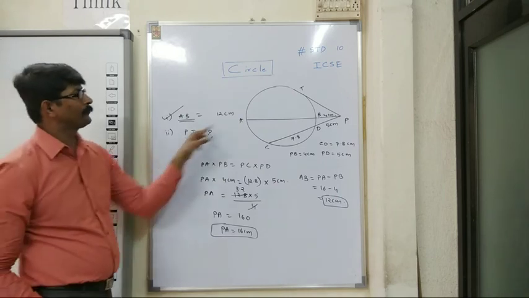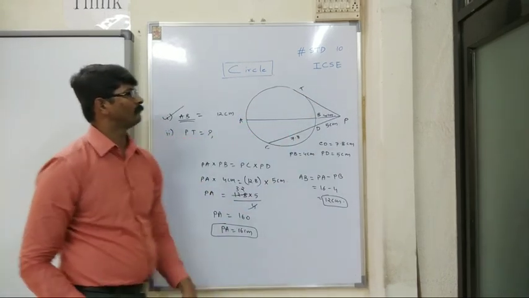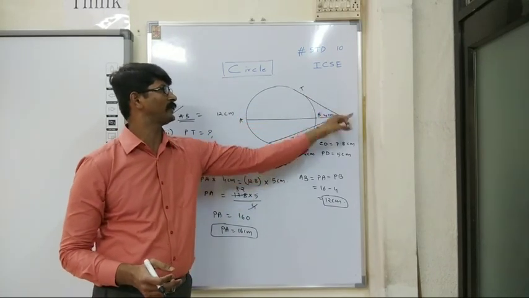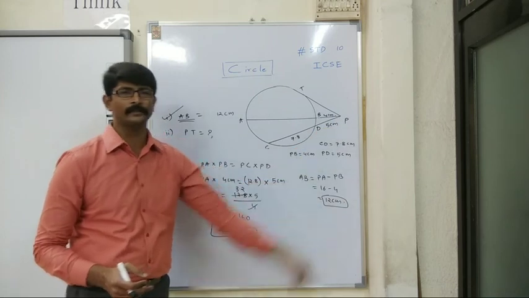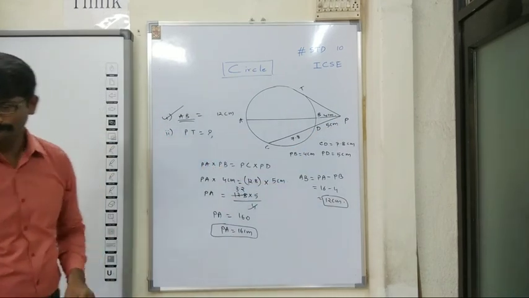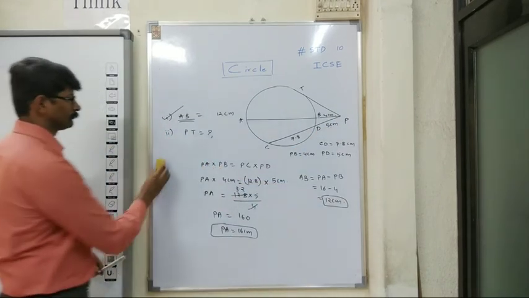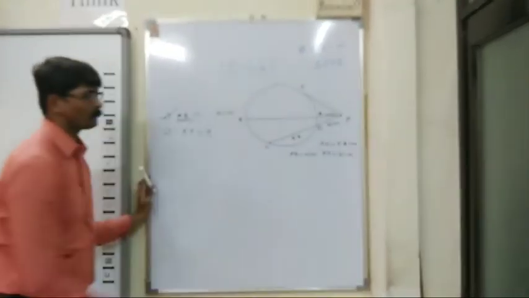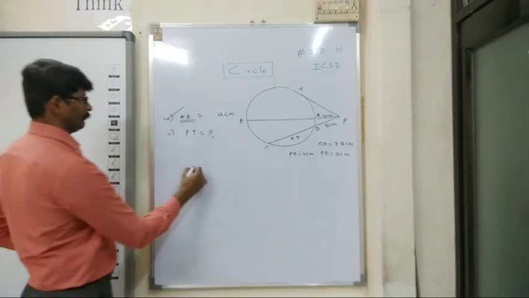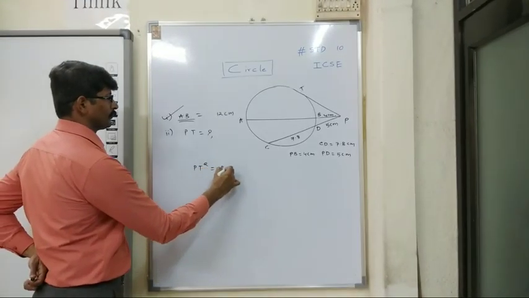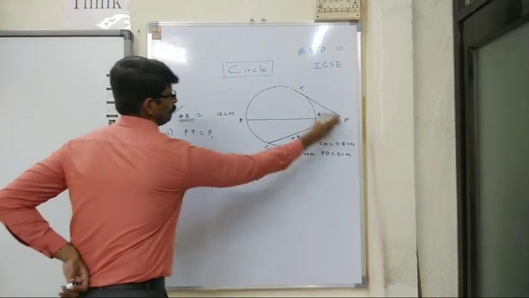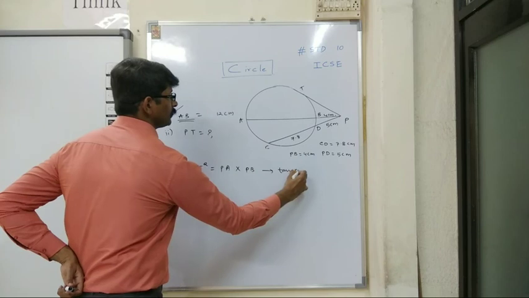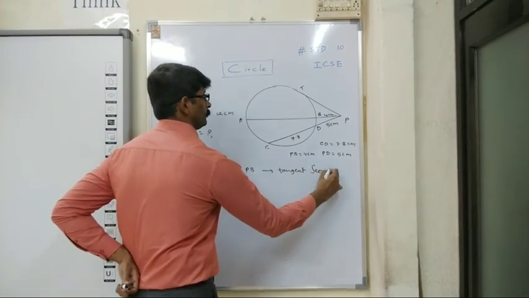How are you going to find this PT? You can do it by any which way. PT square is equal to PA into PB, or else PT square is equal to PC into PD. So PT square is equal to PA into PB, by using the tangent secant property.